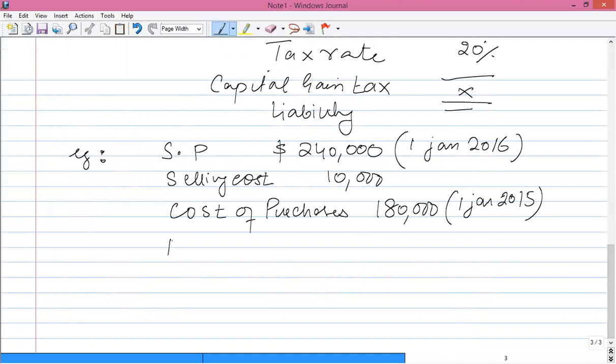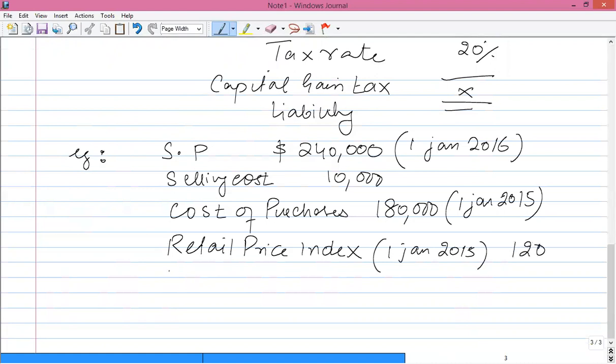At the time of purchase of assets, the retail price index was 120, and at the time of sale, the retail price index was 128. We use retail price index to calculate the indexation allowance.